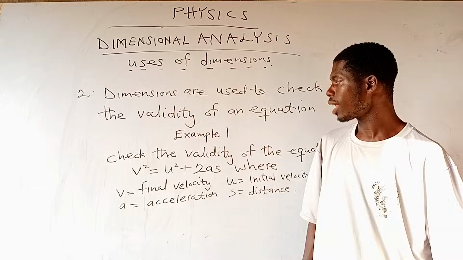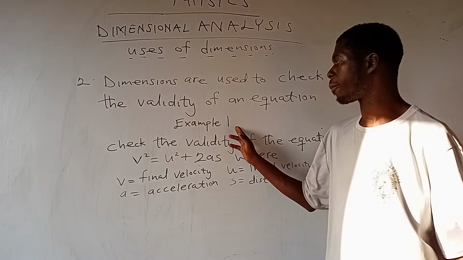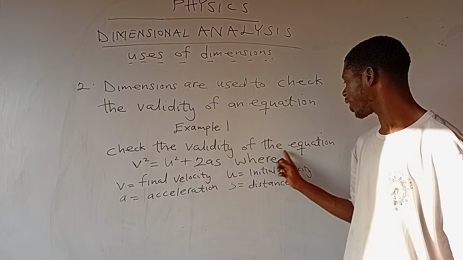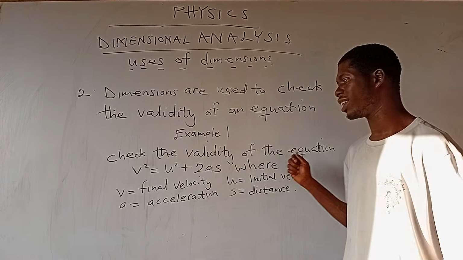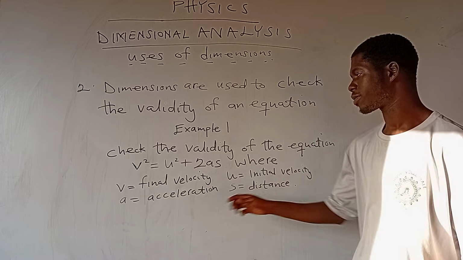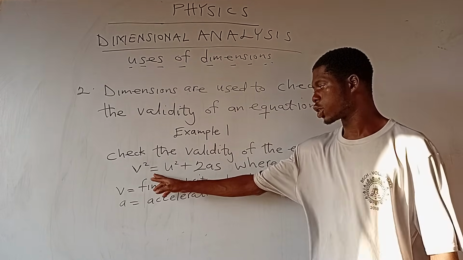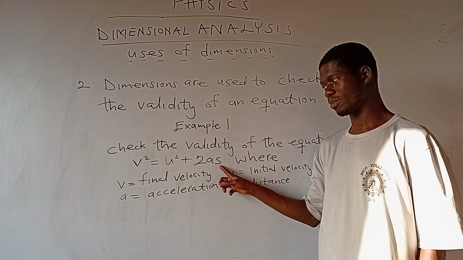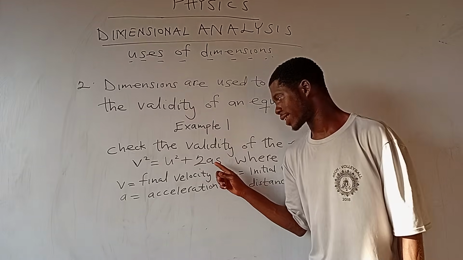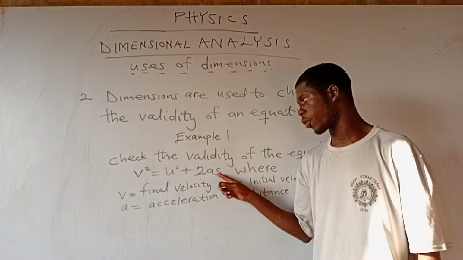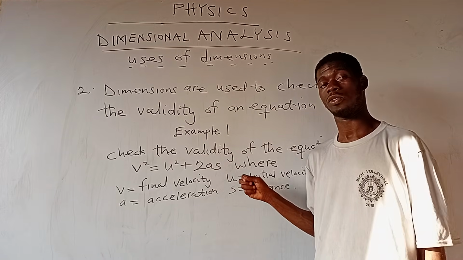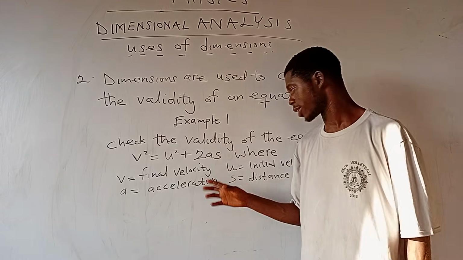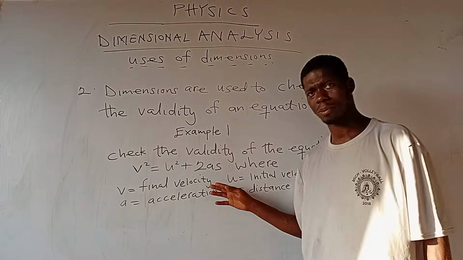Okay. Now, first example, example one. Check the validity of the equation v squared equal to u squared plus 2ax. So that is the equation, and we are supposed to check the validity of it, whether that equation is a proper equation. So we are explaining the terms.